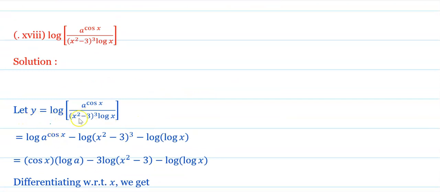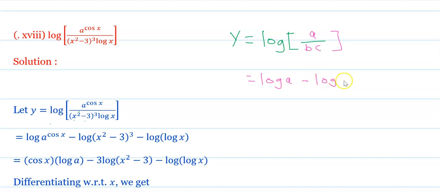Next, y is equal to log of (a raised to cos x upon (x square minus 3) bracket raised to 3 into log x). Now look here again. What type is it? y is equal to log of, instead of m, take here a upon b into c. Then what will you get? Log of a minus log of bc. Next, log of a minus.